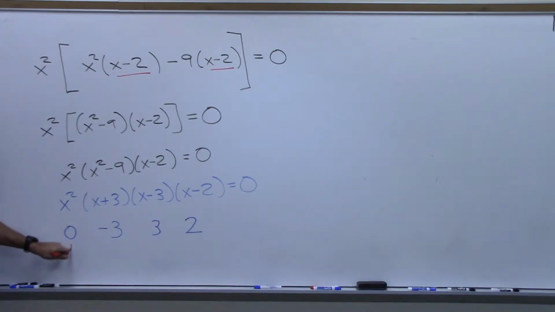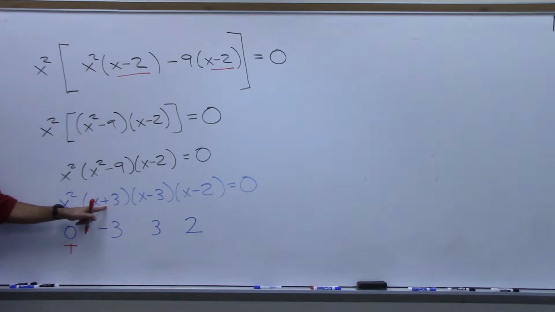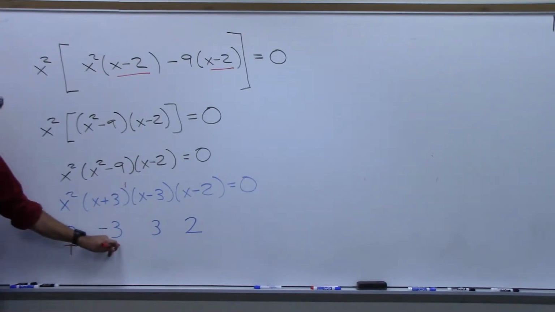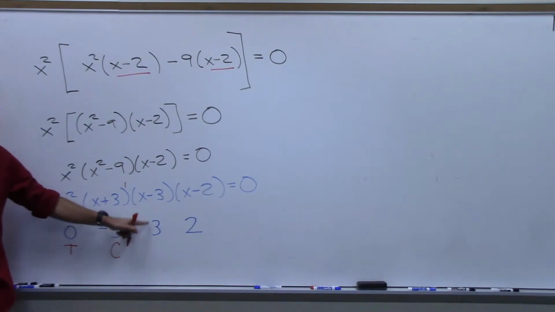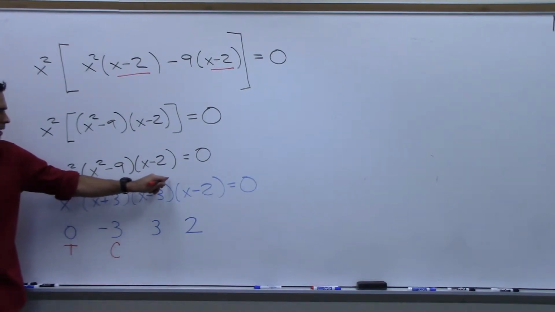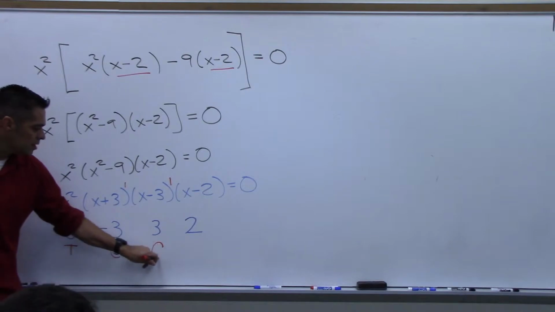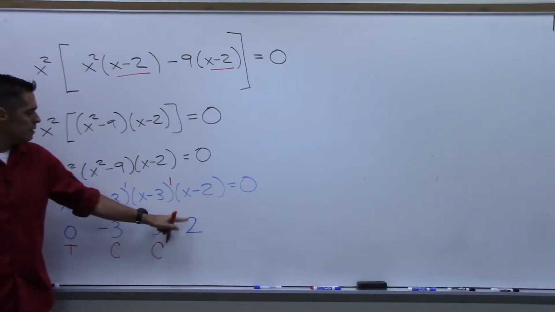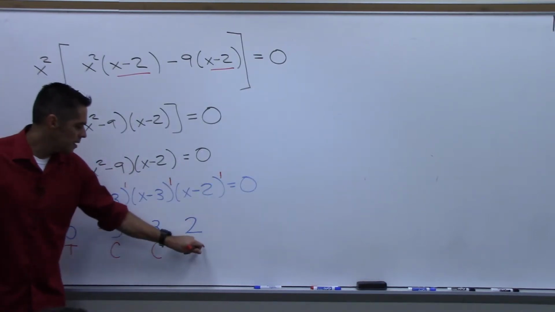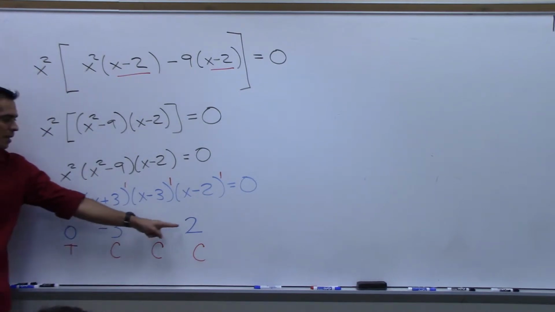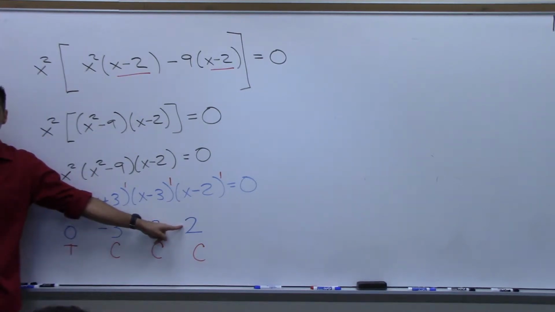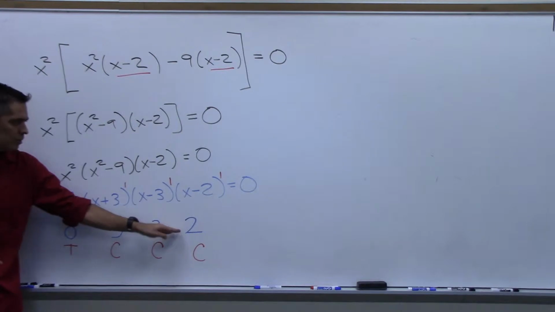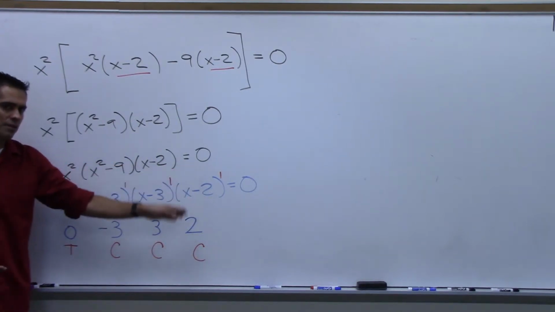So I'm going to touch here. At negative 3, I go back to the factor it came from. What's the multiplicity? 1. That's an odd number, so I'm going to cross. This 3 comes from this factor, and the multiplicity of that factor is 1, so I'm going to cross here. And then here, cross again. That's the part I was saying to be careful with. People will look at 2 and say 2 is even, and they'll say touch. It's not 2, it's the factor. It's the power on the factor.